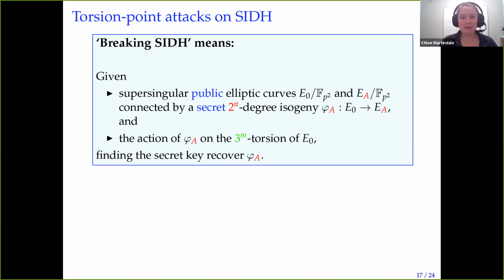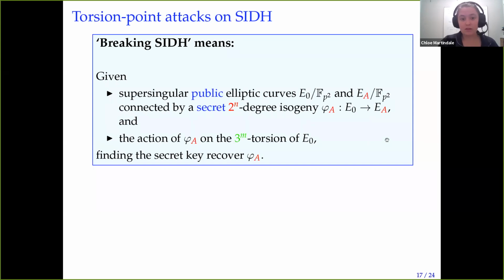So given supersingular public elliptic curves E0 and EA over Fp squared, connected by a secret 2 to the n degree isogeny phi A, and the action of phi A on the 3 to the m torsion of E0, so that's just the image of these public points, so you can deduce the action on the 3 to the m torsion from that. Find the secret key. This is weird English, I'm sorry. So you recover the secret isogeny phi A. So that's what I mean when I say breaking SIDH.